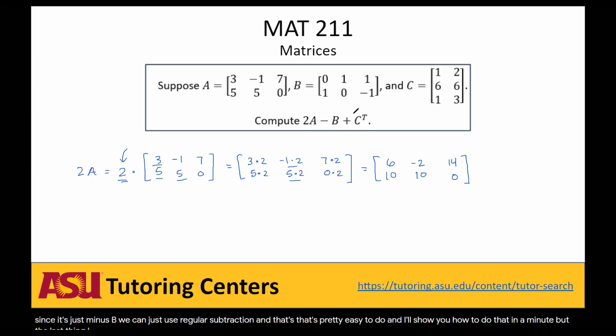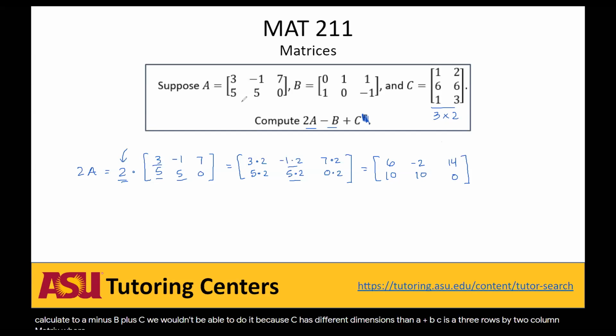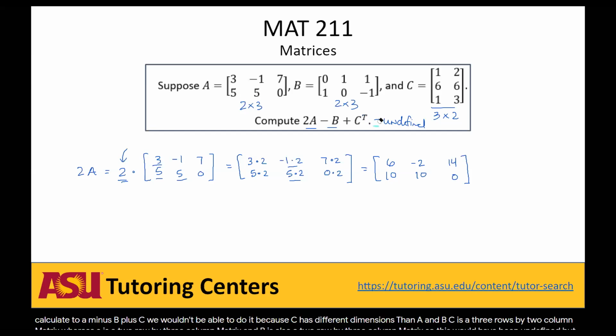But the last thing I want to look at is this C transpose. Note that if instead of 2A minus B plus C transpose, we had just wanted to calculate 2A minus B plus C, we wouldn't be able to do it because C has different dimensions than A and B. C is a 3 rows by 2 column matrix, whereas A is a 2 row by 3 column matrix, and B is also a 2 row by 3 column matrix. So this would have been undefined.